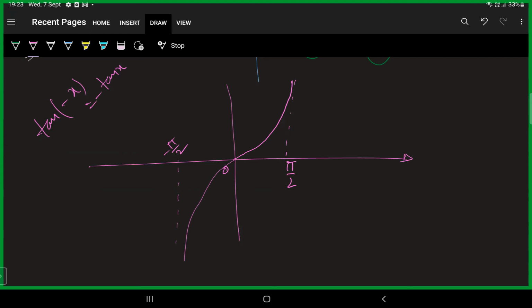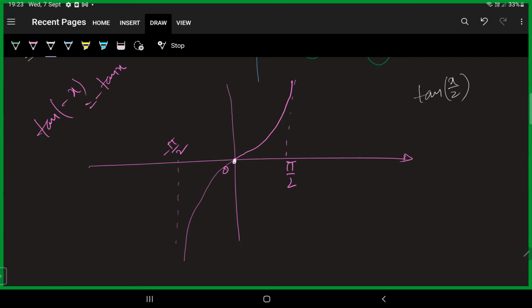Okay, sorry. Now what do we need to draw? We need to draw tan x by 2. Now put x is equal to 0. What value are you getting? 0.